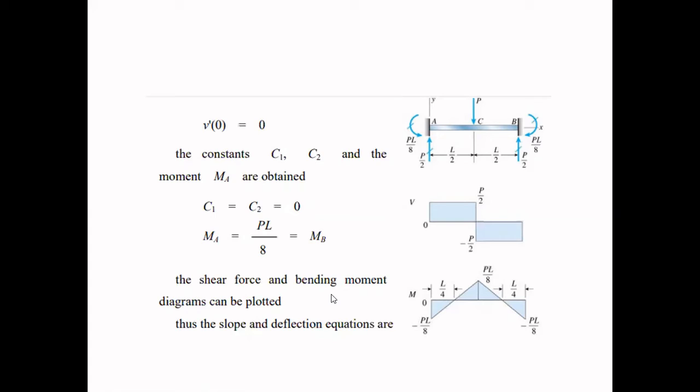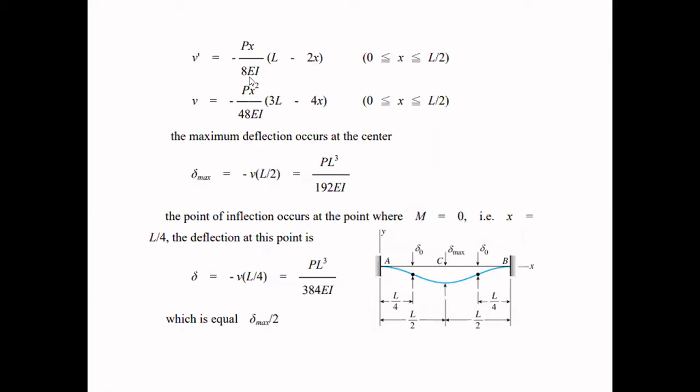Now we need to calculate slope and deflection in the similar way we have calculated in the case of a propped cantilever beam. So in this way, V dash becomes equal to this, the equation for slope again. That is minus Px upon EI into (L minus 2x) for 0 to L by 2. Again, on integrating this, we'll get minus Px square upon 4EI into (3L minus 4x). As in the previous case, this is a slope equation and this is a deflection equation. So on putting various values of x in the slope as well as the deflection equation, we can easily calculate both slope and deflection for the further cases.